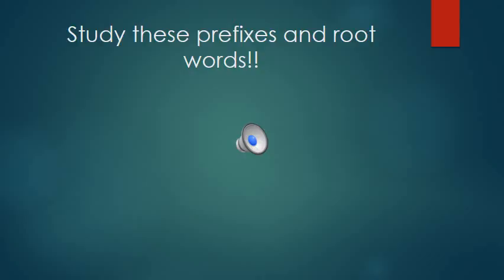Once you've got the definition, the root word, just make sure you look over the prefixes and root words we've covered today and be ready to come into class tomorrow and play a little game where I'm going to ask you to create meanings from larger, more difficult words, kind of a competition with your classmates.